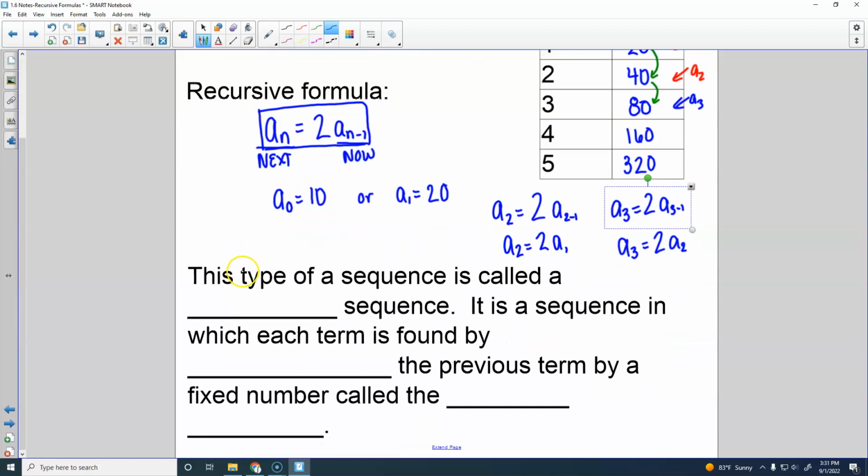This particular type of recursive sequence is called a geometric sequence. It is a sequence in which each term is found by multiplying the previous term by a fixed number, called the common ratio. So in the case that we just looked at, that common ratio is 2, because that's the number you're multiplying by each time for this sequence.